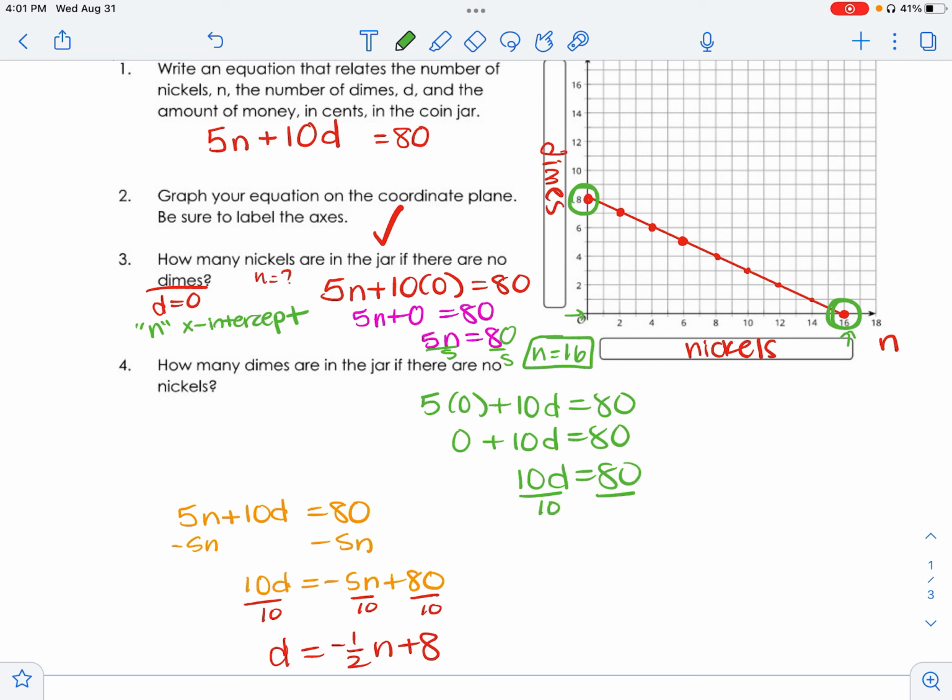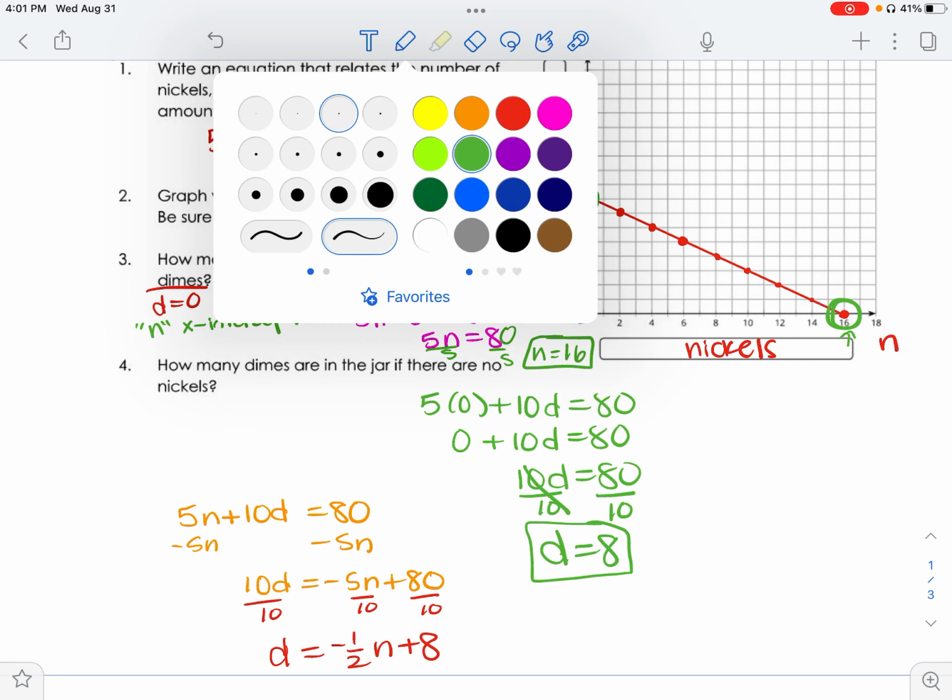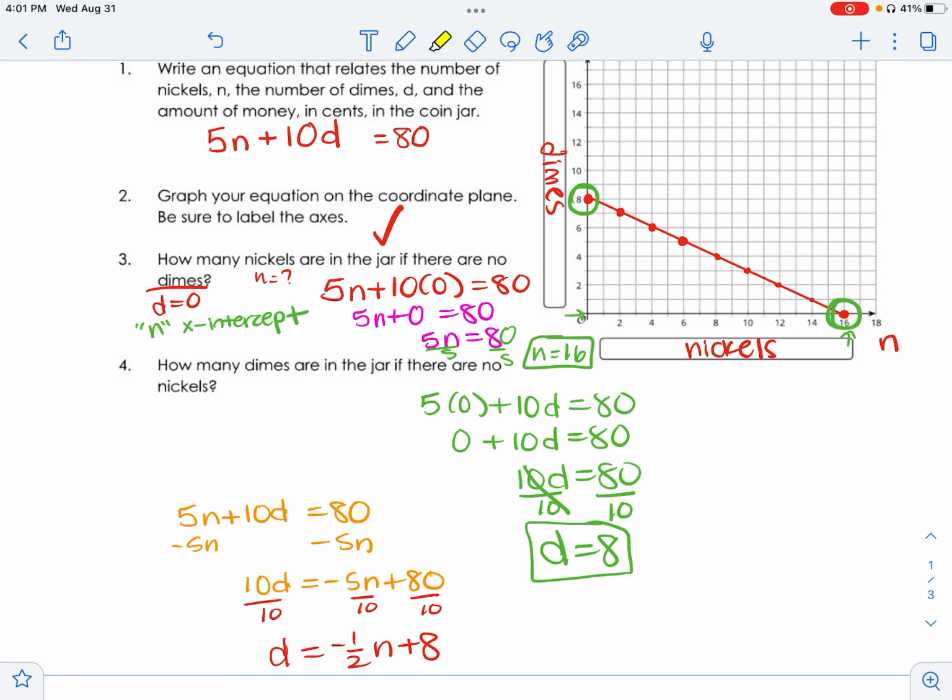And divide both sides by 10. And I get d equals 8. Now, real quick, I just want to think about how we came to that answer. Could I have done that skipping all the solving steps? Well, notice that if the n is 0, let's look up here. If n is 0, then this part of the equation goes away, and I'm just left with 10d equals 80. Divide both sides by 10, and you get 8.